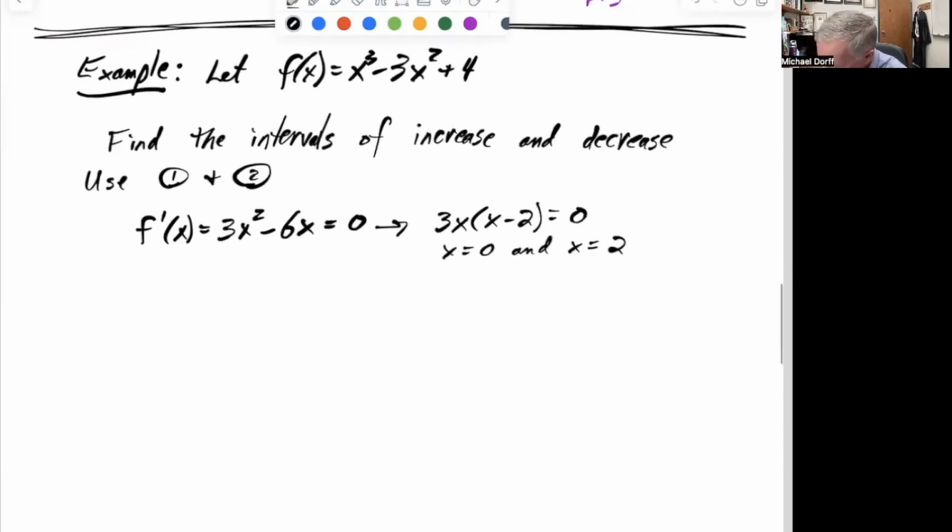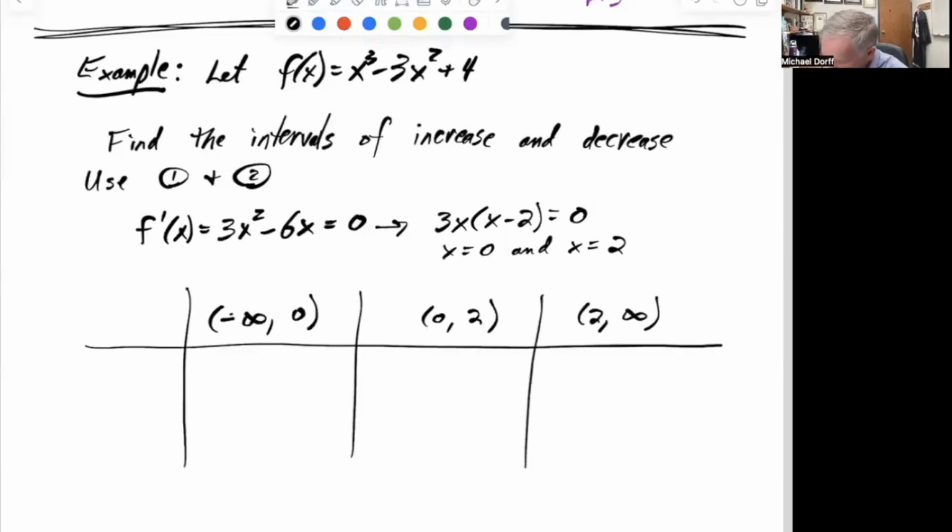We're going to use those points now to make some intervals. So we're going to go from negative infinity to the smallest critical number, which in this case was 0. Then we're going to go from 0 to the next critical number, which was 2. And then we would just go from 2 to infinity. So we have these three intervals, and we're going to look at the derivative of the function here.